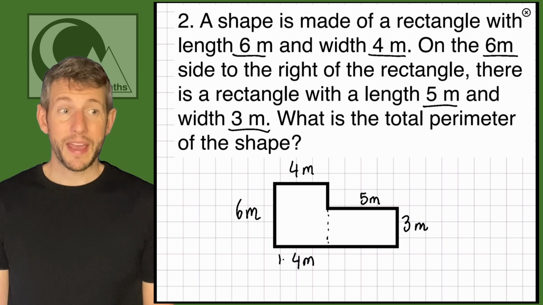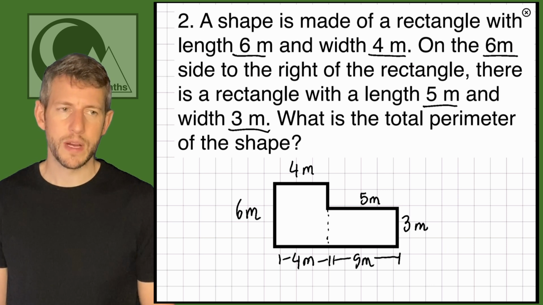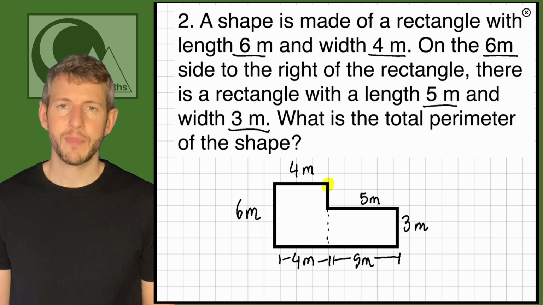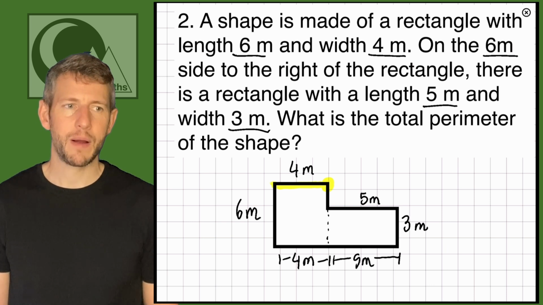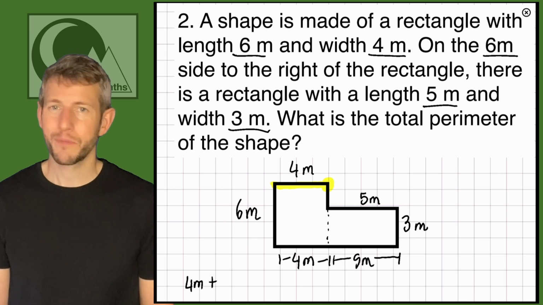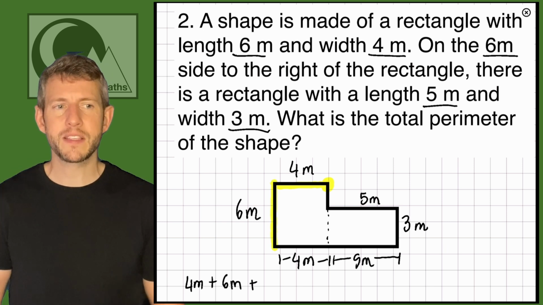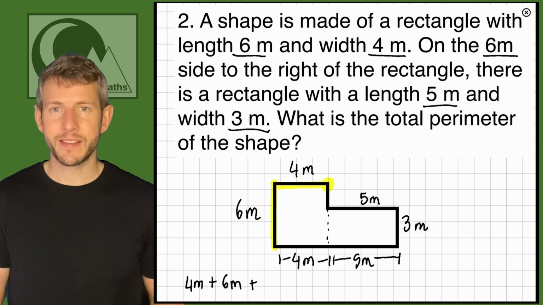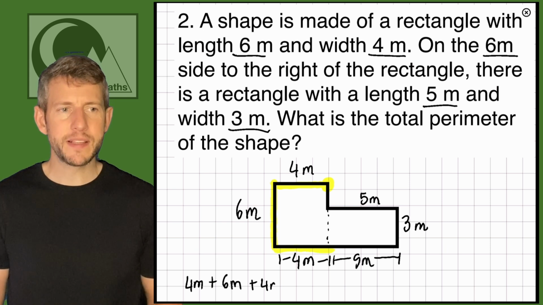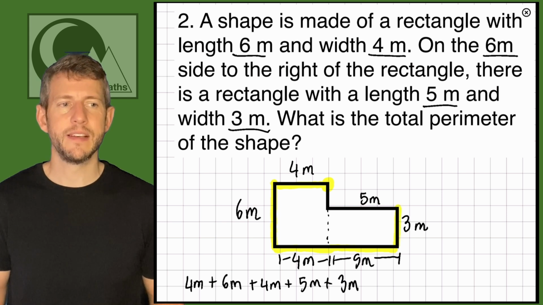Now, I need to work out the perimeter of this shape. So it's quite straightforward. I've got all the lines already. But the best thing to do for this is to just pick a corner and head around. So I'm going to start at this corner here, and I'm going to go anti-clockwise. It really doesn't matter which way you go. I'm going to go anti-clockwise. So I've got 4 metres, add 6 metres, add 4 metres, add 5 metres, add 3 metres, add 5 metres.